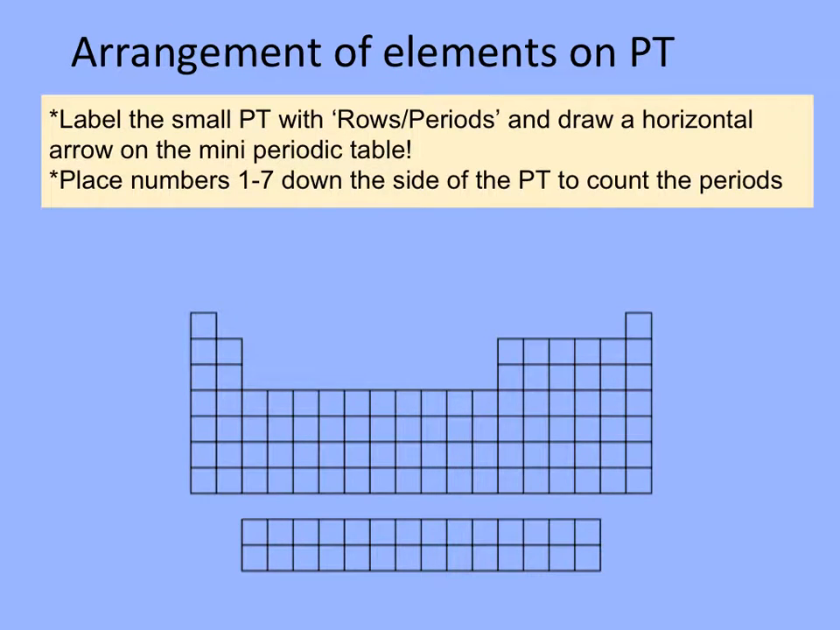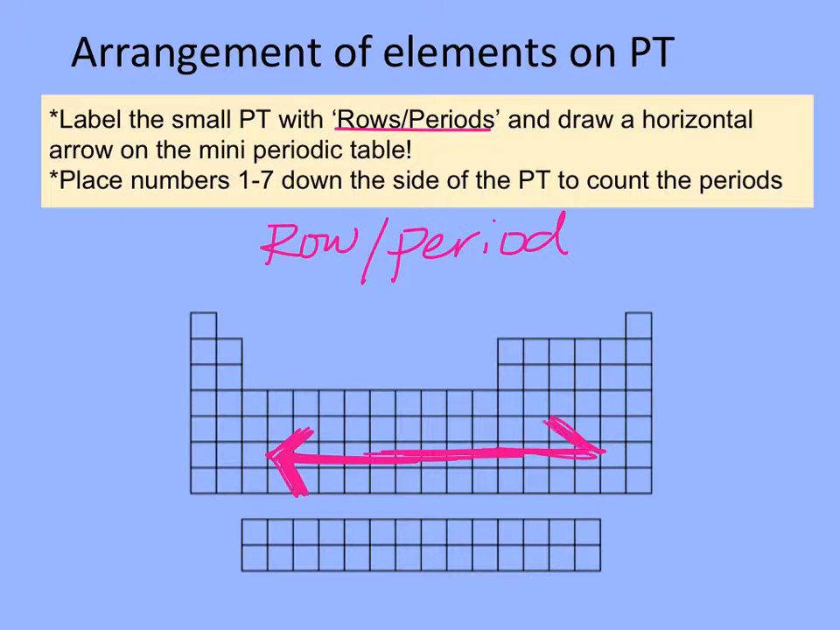The first thing we want to do is, right above it, write in the words row and period. So we know what this is showing us. Then we want to draw a nice big bold arrow on that periodic table, showing that the row or the period of the periodic table goes this way across. We're not going to write anything in there, so you can just put it right across like I am. A nice big arrow.